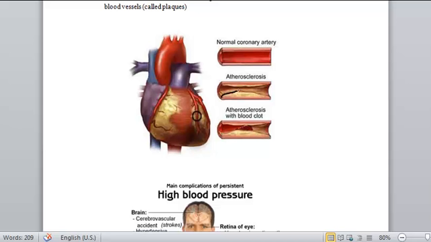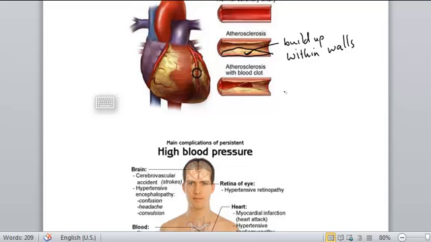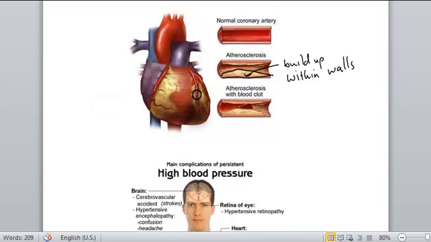So here's a wall and here's the tissue, and it's between the walls or within the walls. Probably better to say within the walls. It's built up within the walls. And this has a lot of different negative impacts on our cardiovascular system. It increases our blood pressure because there's less room for the blood to flow through.